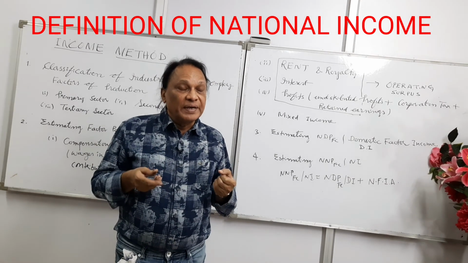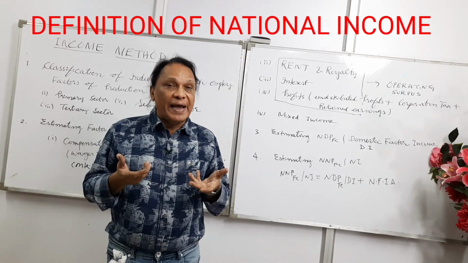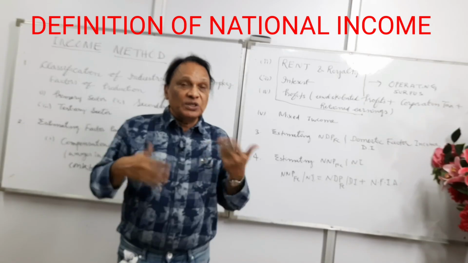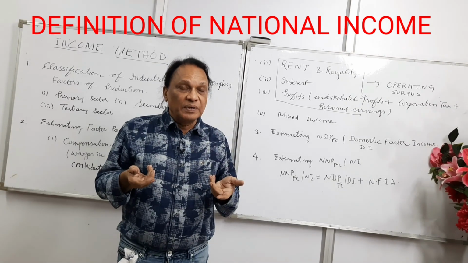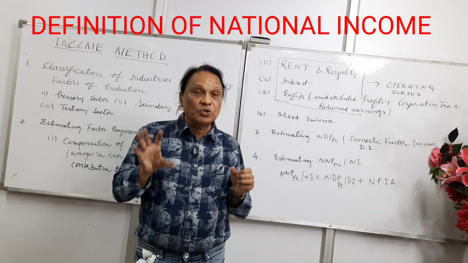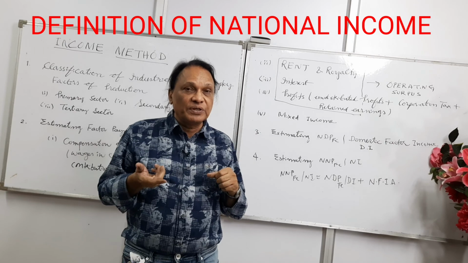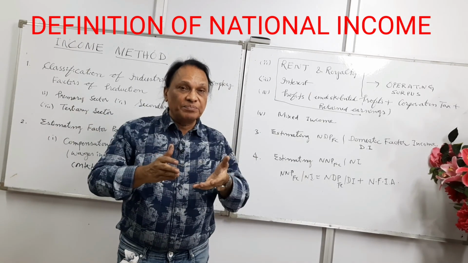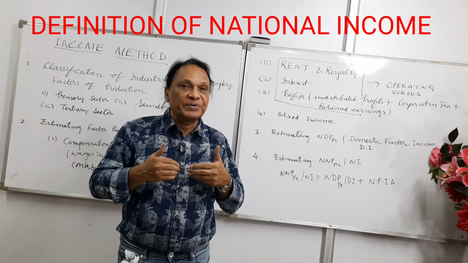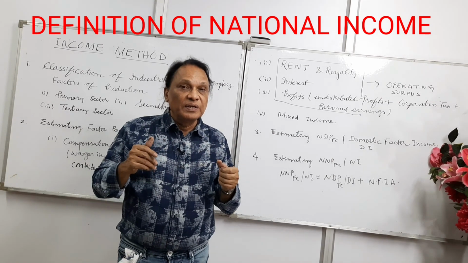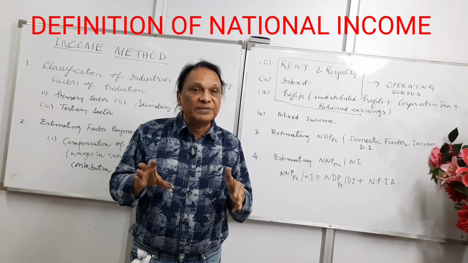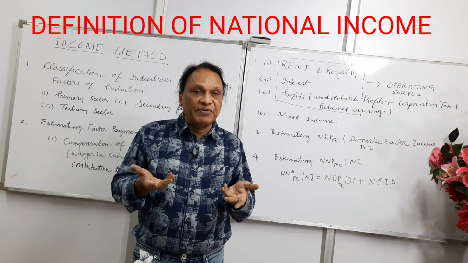In the income method, national income is defined as the total factor incomes accruing to the normal residents of the country in an accounting year. I repeat once again, national income is defined as the total factor incomes accruing to the normal residents of the country in an accounting year. The total factor incomes accruing to only the normal residents of our country, not the non-residents, in an accounting year is defined as national income.